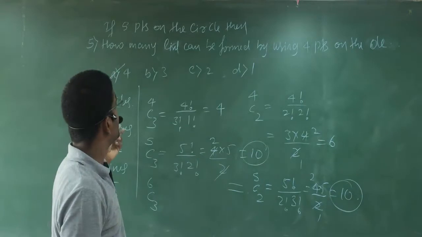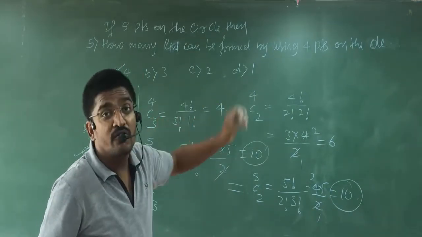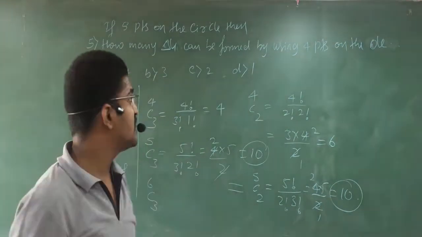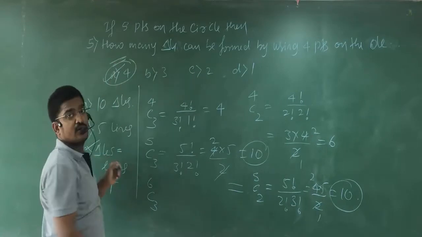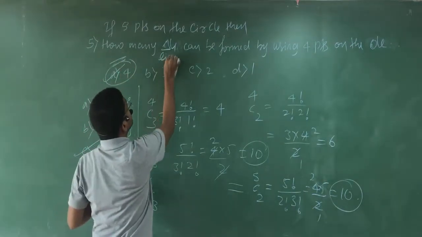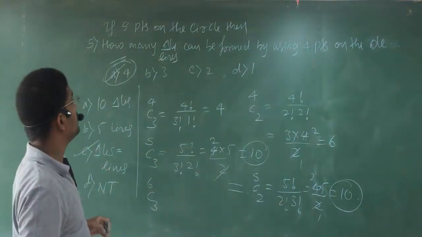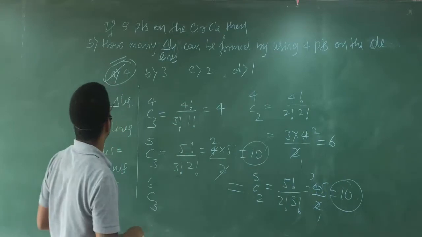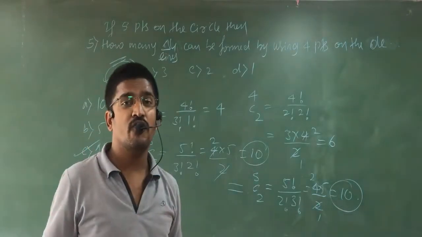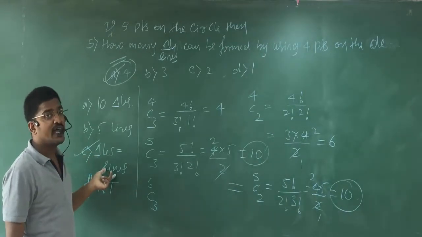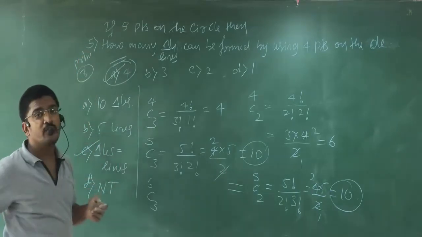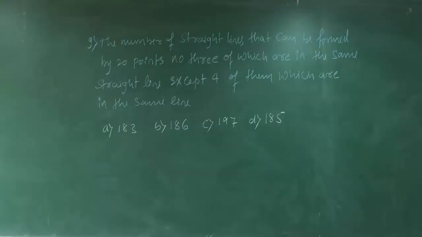First our problem was how many triangles can be formed by using 4 points on the circle. So by using that we have solved. The answer is 4. Next, for the same, we calculated how many lines can be formed by 4 points on the circle. Then we went for, if 5 points on the circle, then is the number of triangles equal to the number of lines. Clear? So we have solved 3 problems on the same problem. Clear? Okay students.